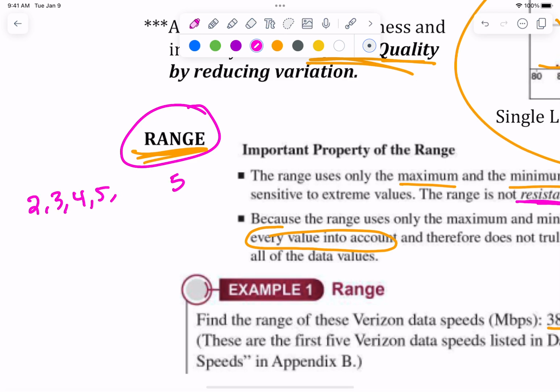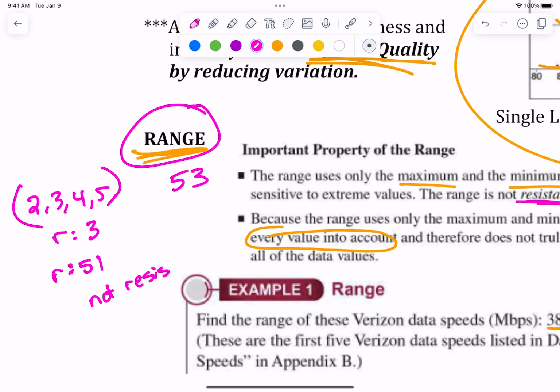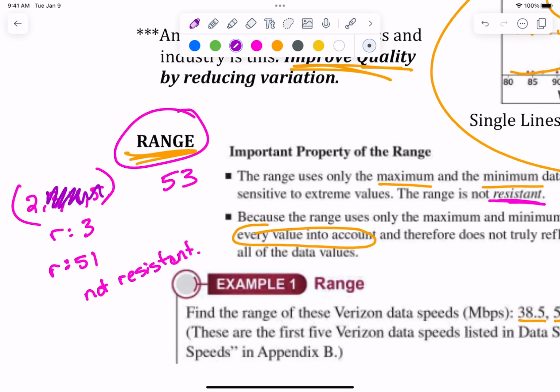The range is not resistant, which means that if I have an outlier, like 2, 3, 4, 5, and 53, my range without the outlier is going to be 3. My range with the outlier changes to what? 51, right? So it is not resistant. It will change significantly if I have an outlier. Make sense? The range is huge. And again, it does not take every value into consideration. I didn't even look at the 3 and the 4, or the 5. I don't care what those numbers are, right? It only takes the first and the last value into consideration, okay?